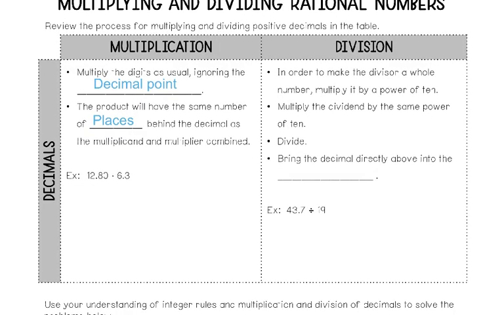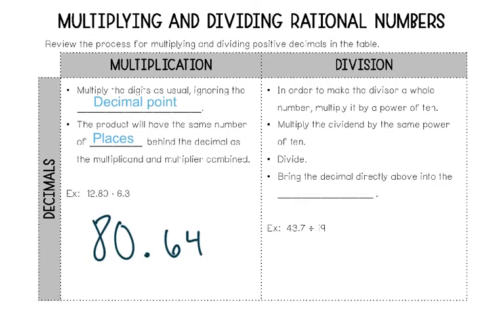So for multiplying, you just multiply like normal. Follow your rules for multiplication, which we can review as we go. You don't have to be perfect at those yet. I know it's been a minute since you've done those. And then we follow the amount of places behind the decimal as the two numbers combined. To be really honest with you, this is something I'm not super comfortable with.